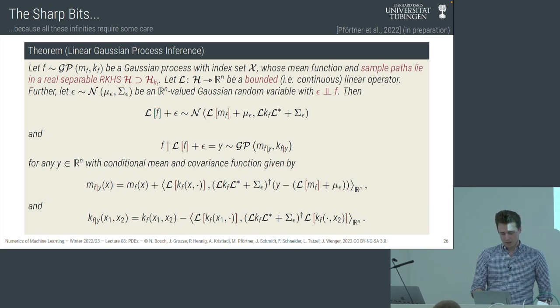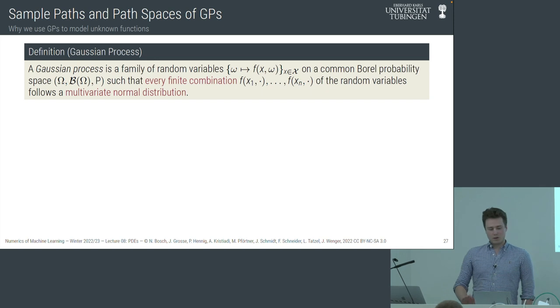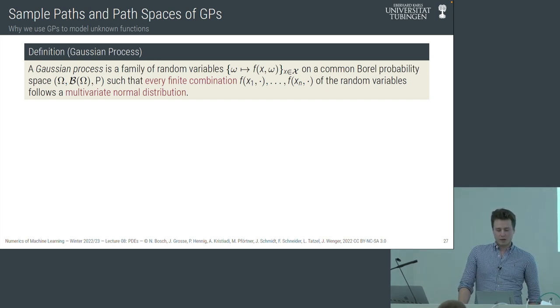Well, and we sort of require this here, but we're going to talk about this in the last slide, maybe a little bit. So first of all, let's think about how GPs are even defined. Well, a GP is just a collection of real valued random variables, one of these random variables at every point of the domain of the GP.